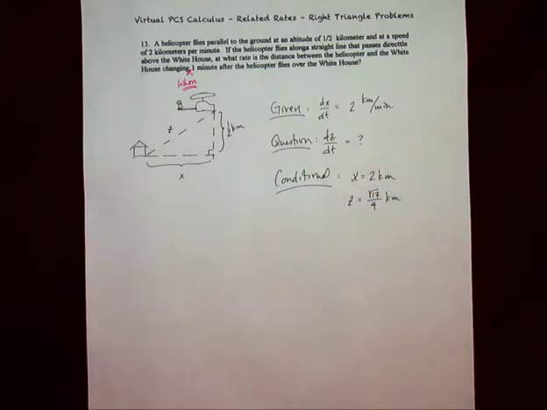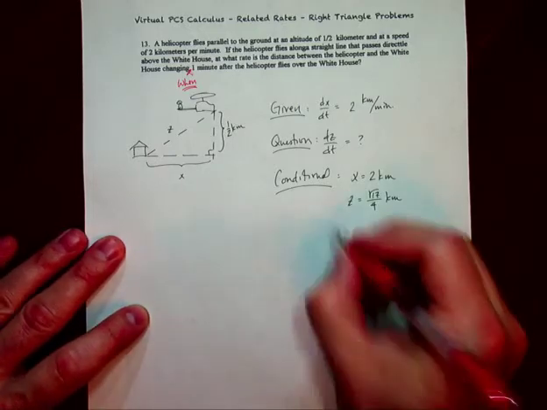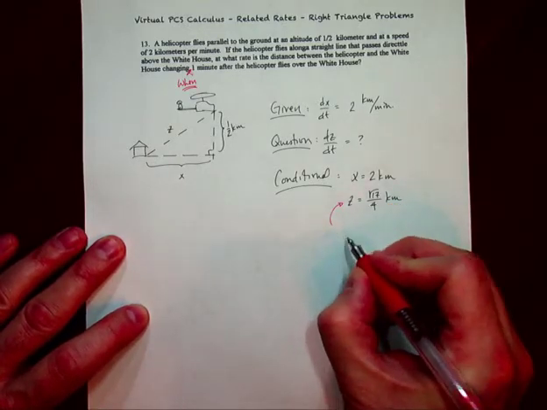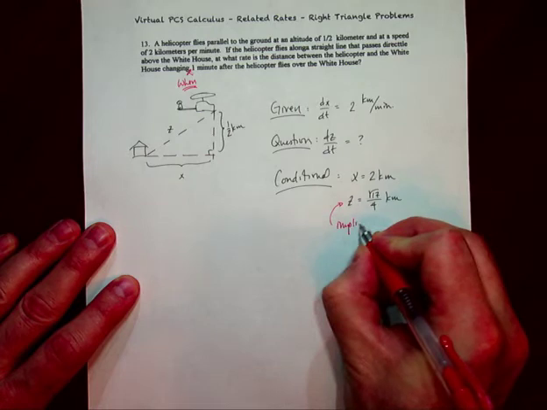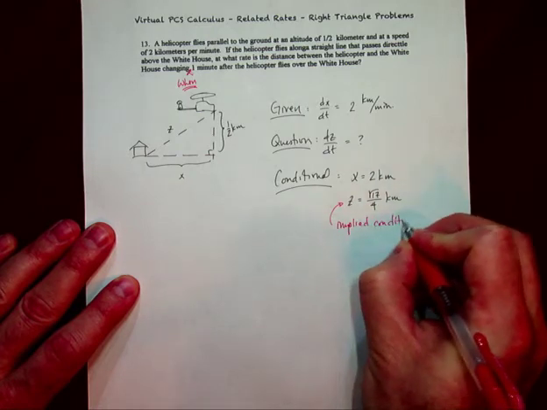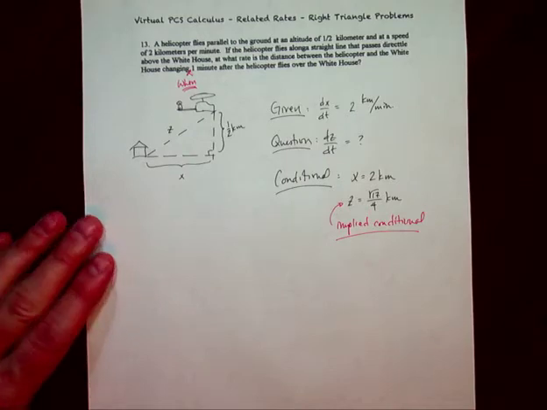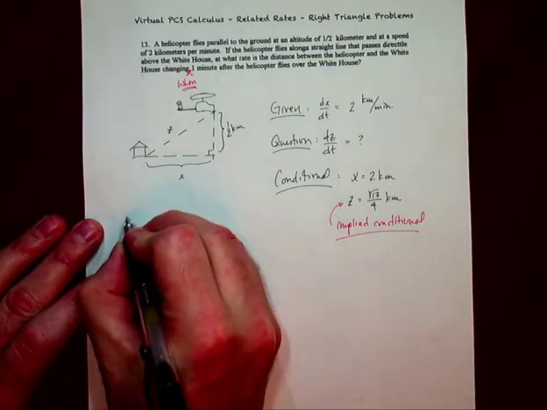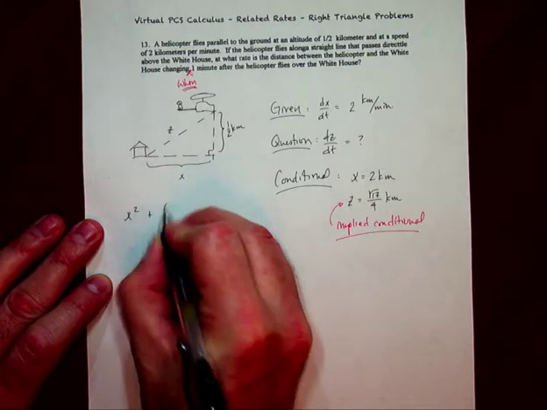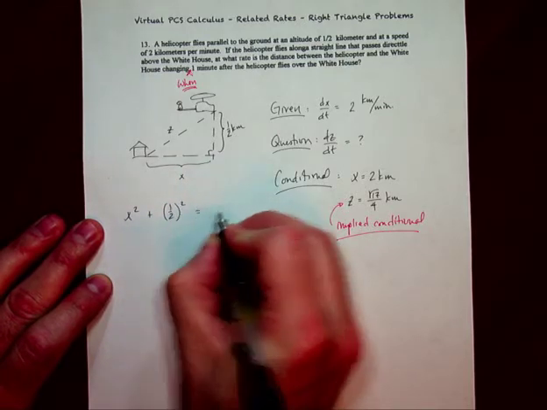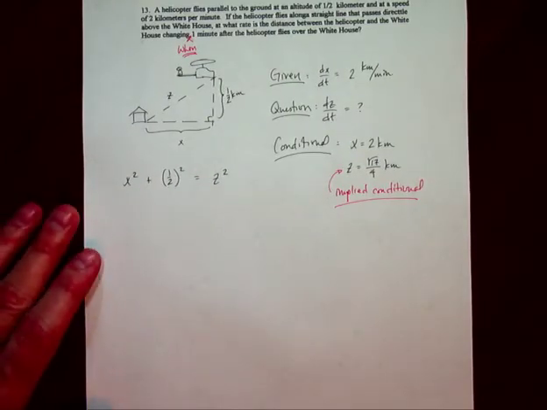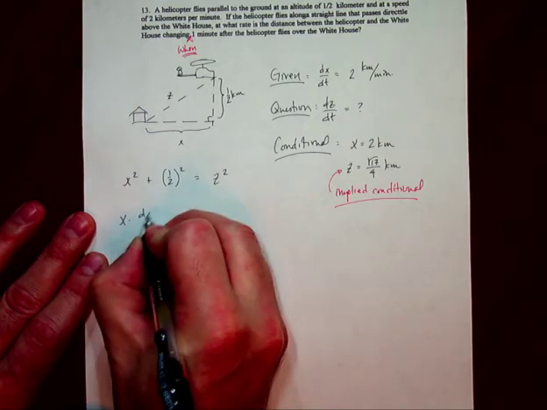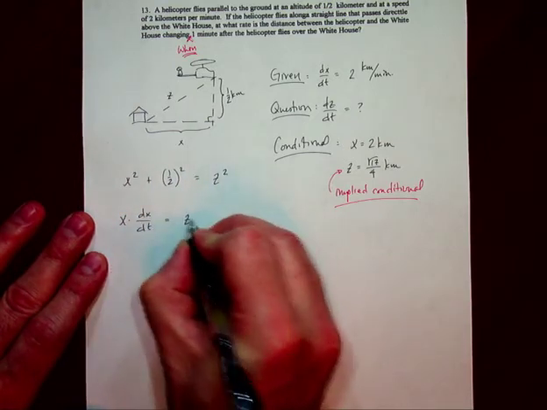If you have to work that out on a piece of paper, that's fine. So remember that I've called this something which I go and fetch after I look at the conditional information, but isn't stated explicitly, as my implied conditional. Now I have enough information to feel comfortable setting it up. It's x squared plus 1/2 squared equals z squared. When I differentiate and divide through by 2, I get x dx/dt equals z dz/dt.